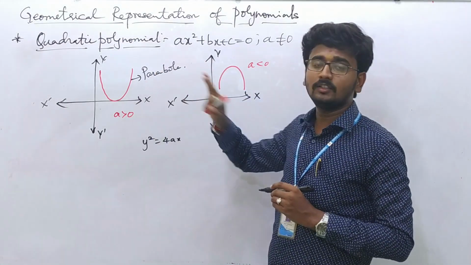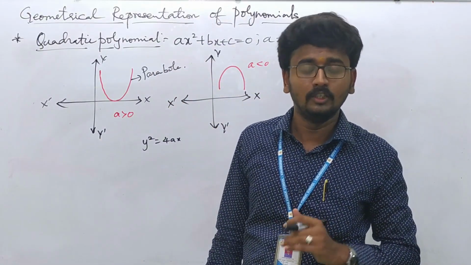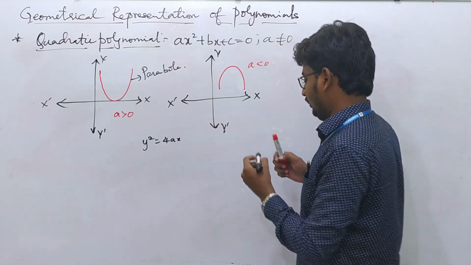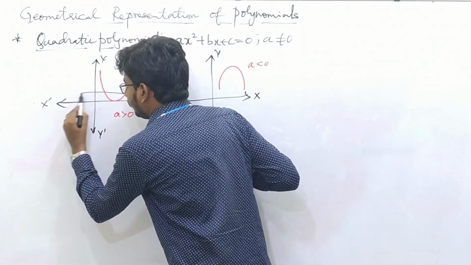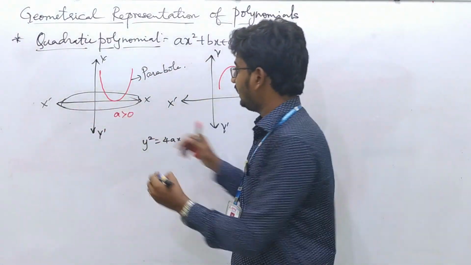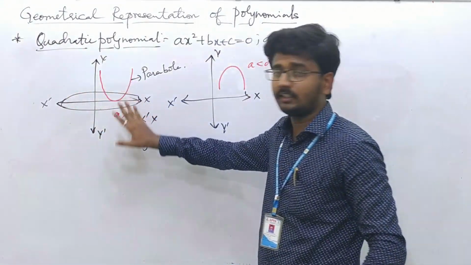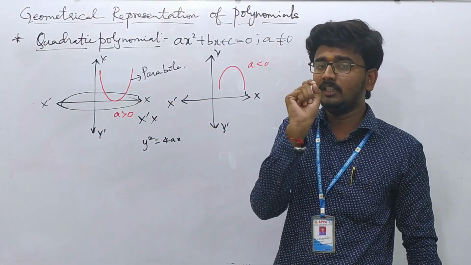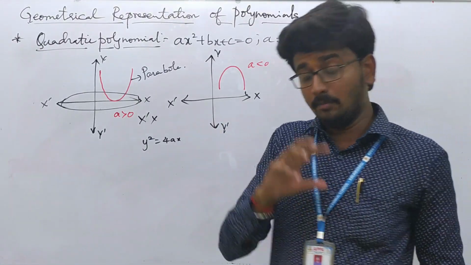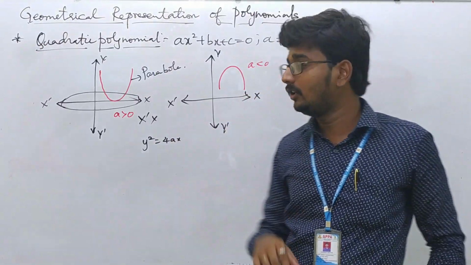Based on this, we will come to know how many zeros are there in a particular polynomial. Now you may ask, sir, how do we find that? How will we come to know? We have to always see along the x-axis, meaning x dash x-axis, how many curves are intersecting along this axis. Those many roots or zeros will be there for that particular polynomial, and based on those roots, I can say which type of polynomial it is.